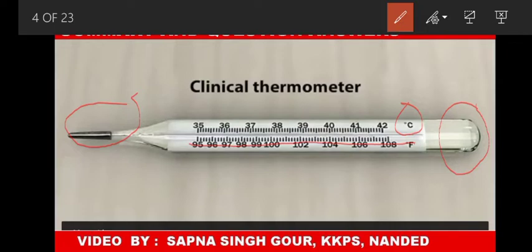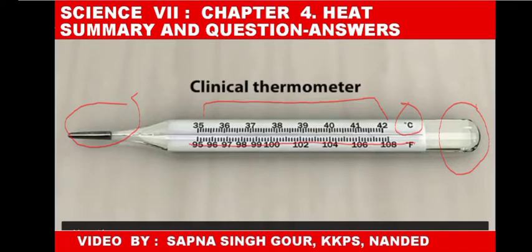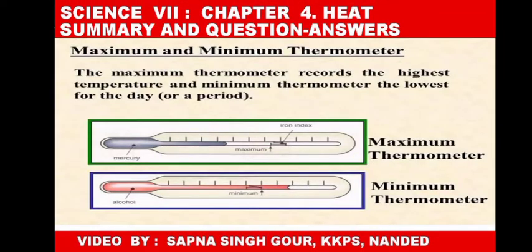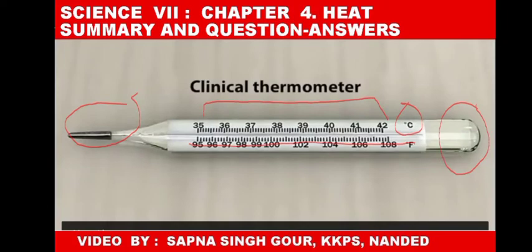In a clinical thermometer, the range of temperature is from 35 degrees Celsius to 42 degrees Celsius, and there is a small constriction or bend or a kink at the bottom of the capillary tube. Kink prevents mercury level from falling on its own. In a laboratory thermometer, the range is from minus 10 degrees Celsius to 100 degrees Celsius, and there is no kink in the laboratory thermometer.